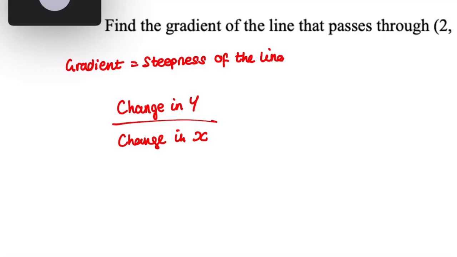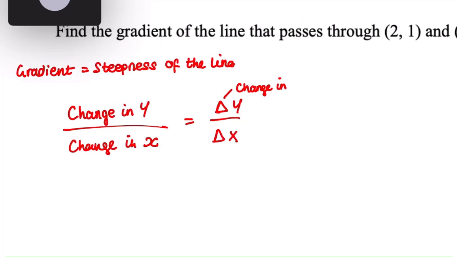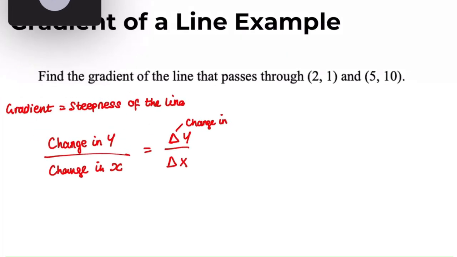You sometimes see it using a triangle. You could also see this as change in y divided by change in x. But don't worry about this. This triangle just means change in. It's just a fancy way of saying change in. So if we have a look at these two coordinates, we have (2, 1) and (5, 10). These are our two coordinates.